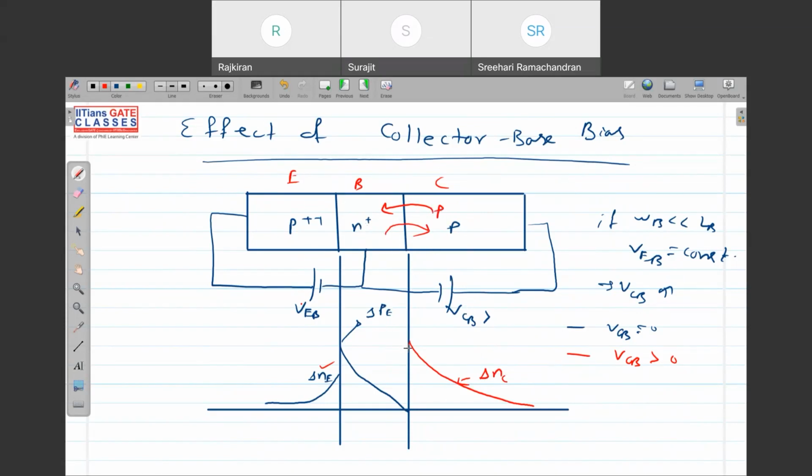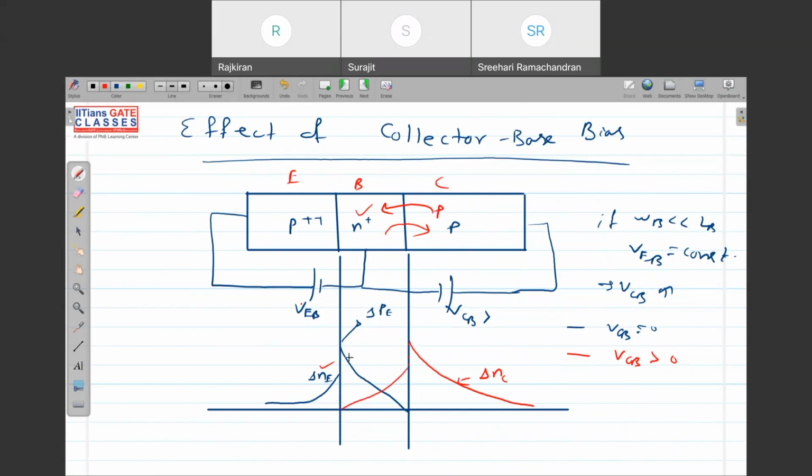Suppose the holes will be like this. I don't know how it will be. Suppose it has injected the holes like this. Since it is forward bias, it will be a little bit less, because we assumed this is heavier doped compared to this, so it is less.